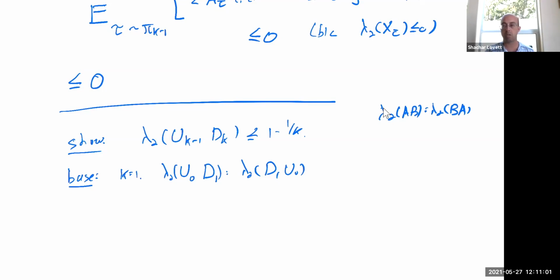Now, what is this D1 U0? But this is just something that acts on C0. It's just one eigenvalue, right? It's just a 1. So anything other than the 1 must be 0. So this is going to be 0. And here we're not using any property of the complex. This is true for any complex. So the base case is trivial. So this only becomes interesting from k being 2 and more.